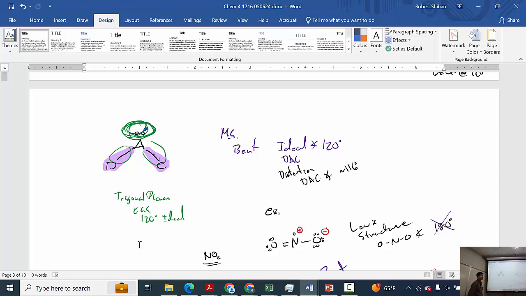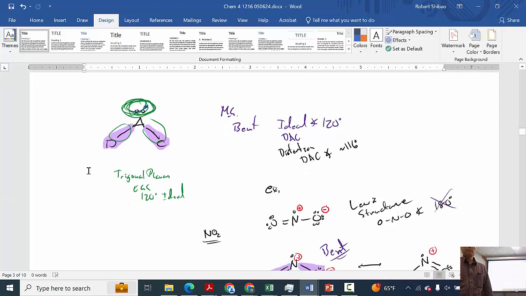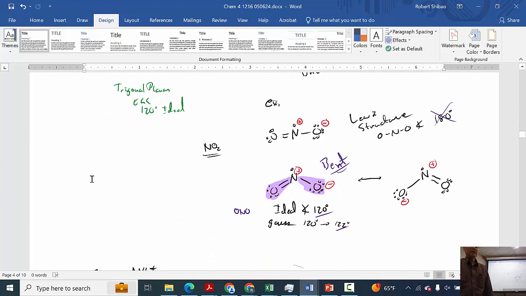I'm confused. So the lone pair is what's keeping this molecule from being 180. Right. If this lone pair wasn't here, then it would be linear, 180. But the lone pair is there, so that's going to make it bent, not 180. It doesn't have to be a lone pair, it just has to be a group.